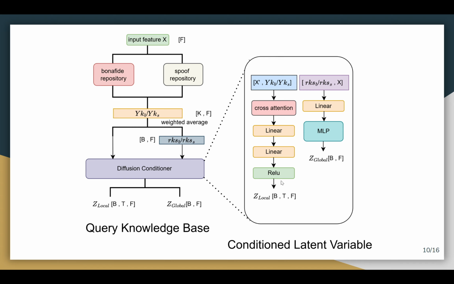At the same time, the weighted average prototype is combined with the utterance-level input representation to form a global condition vector Z global, which summarizes the sentence-level information. These local and global conditions are then used to guide the diffusion model during the reconstruction.